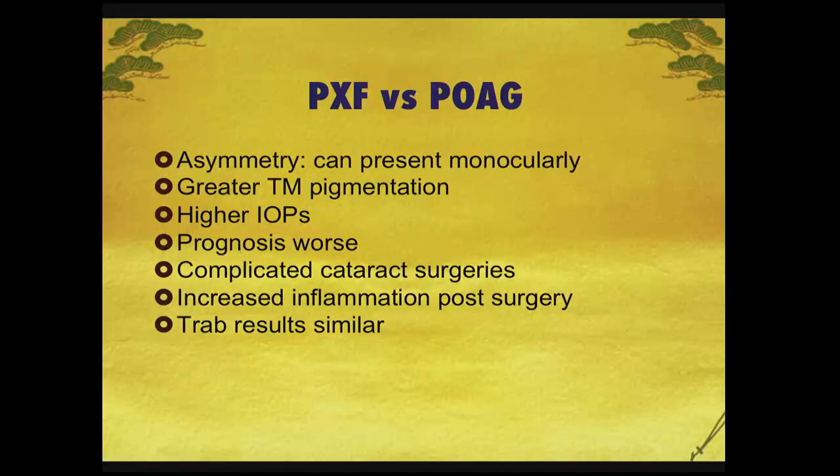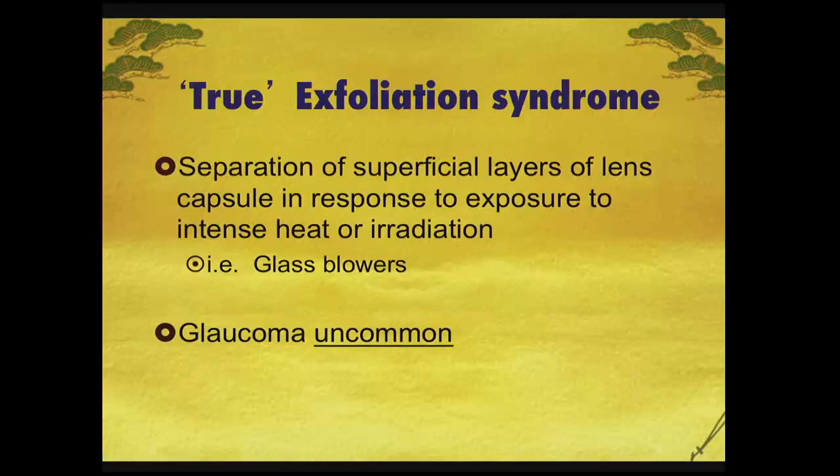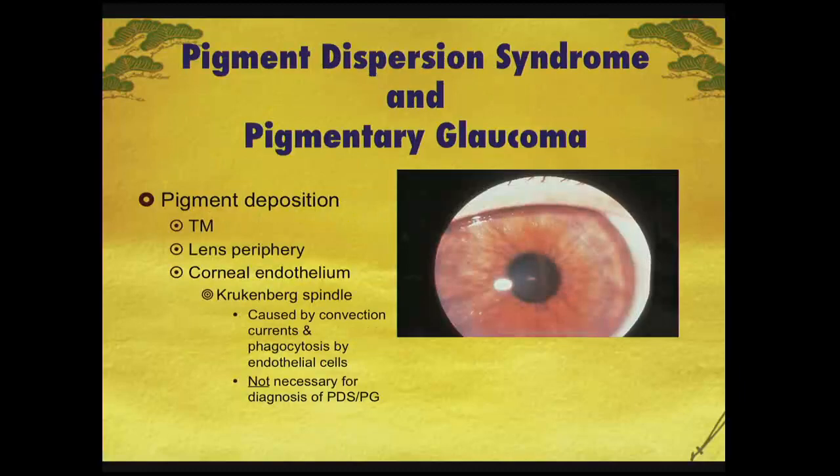The prognosis is worse. The cataract issue. Also, they can have more inflammation after cataract surgery. Fortunately, the results of trabeculectomy are similar between the two glaucomas. True exfoliation syndrome is extremely rare. If you know glass blowers, you might find it, and glaucoma is uncommon in that condition.